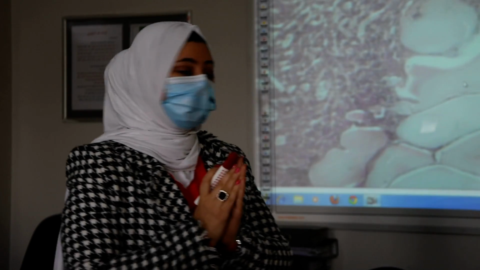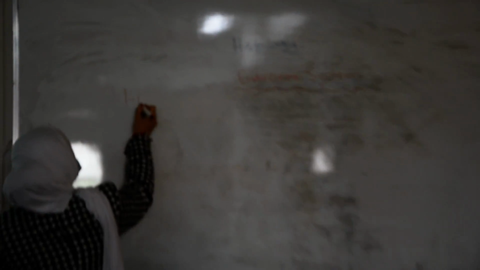Or we can name them with other names, adenohypophysis and neurohypophysis. So these two parts are joined together and enveloped by a connective tissue capsule. I will make a simple diagram to explain the main parts of the pituitary gland.